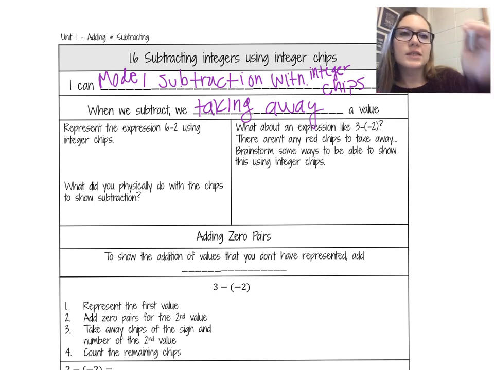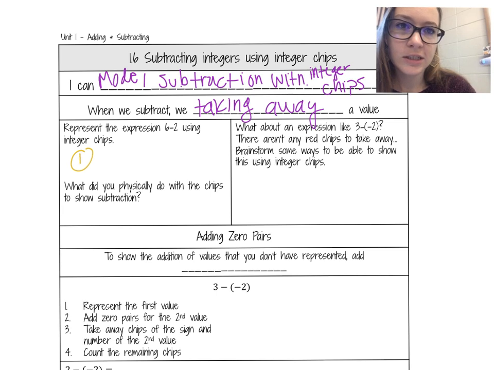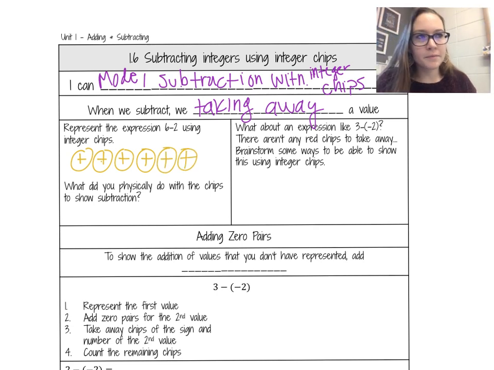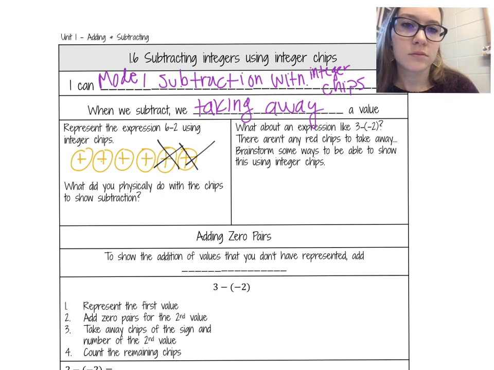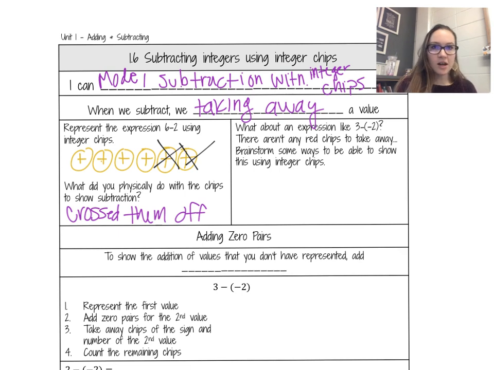So let's represent 6 minus 2 using integer chips. Well, first I'm going to show 6. So I need 6 positive chips: 4, 5, 6. Okay. And I need to take away 2 of the positive ones. So I'm going to cross them off. So we basically took them away, or we crossed them off. Okay, so something was there and then it's not going to be there anymore. Different than addition when we would pair them up and then could take them away because they made 0.